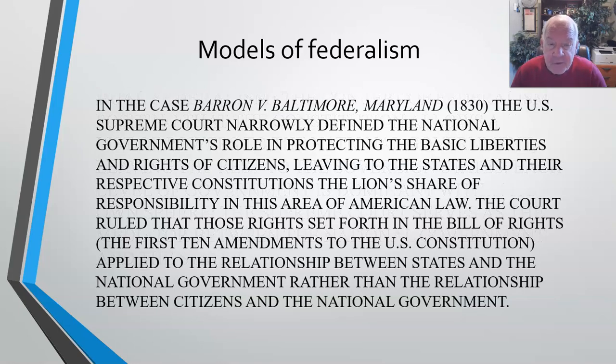In the case Barron v. Baltimore, Maryland, 1830, the U.S. Supreme Court narrowly defined the national government's role in protecting the basic liberties and rights of citizens, leaving to the states and their respective constitutions the lion's share of responsibility in this area of American law. The court ruled that those rights set forth in the Bill of Rights, the first 10 amendments to the U.S. Constitution, applied to the relationship between the states and the national government, rather than the relationship between citizens and the national government.